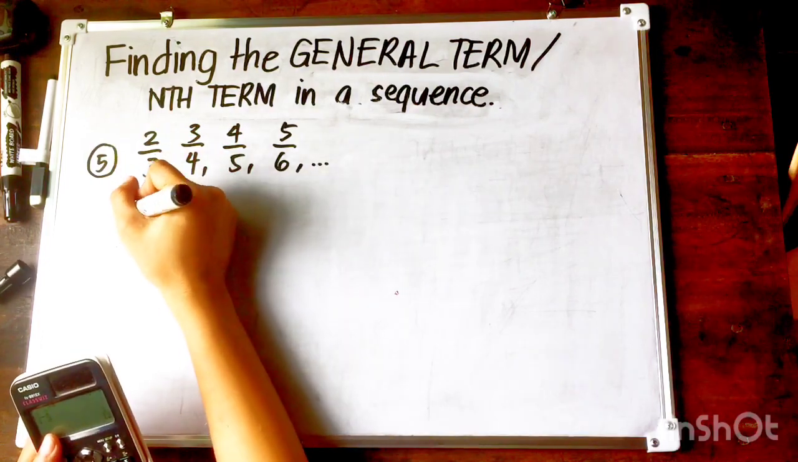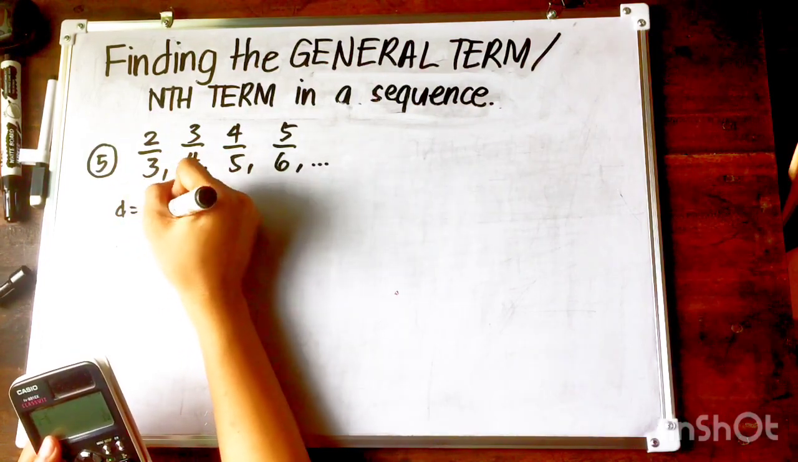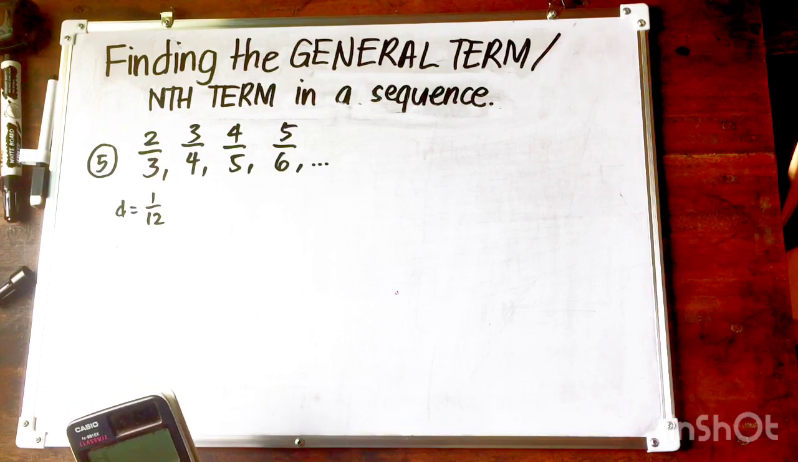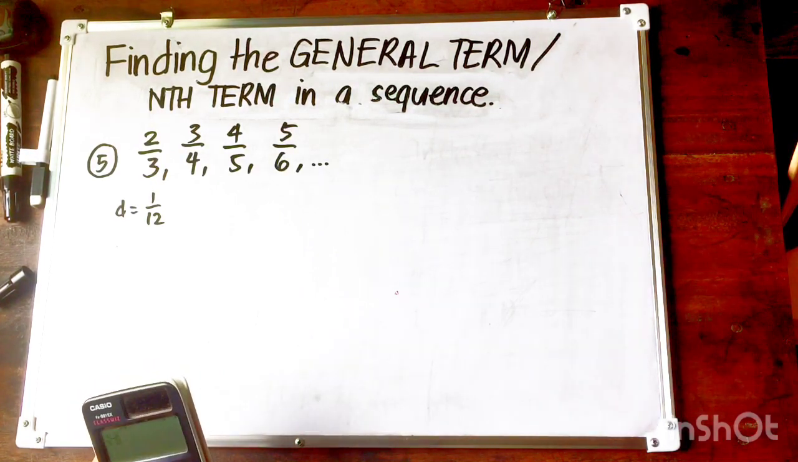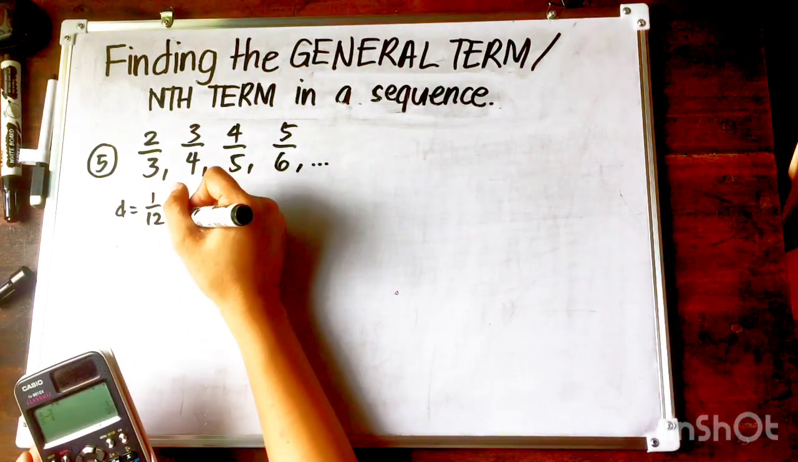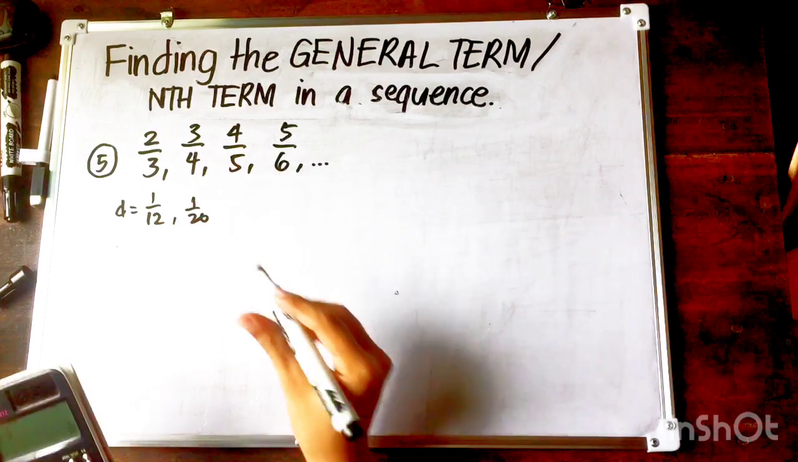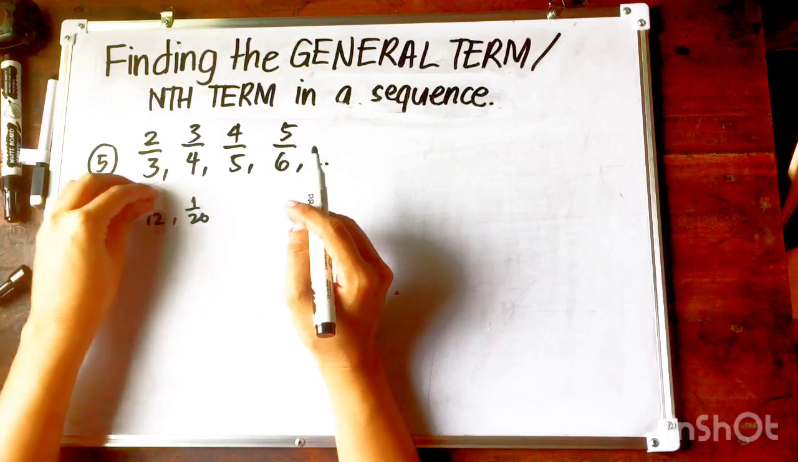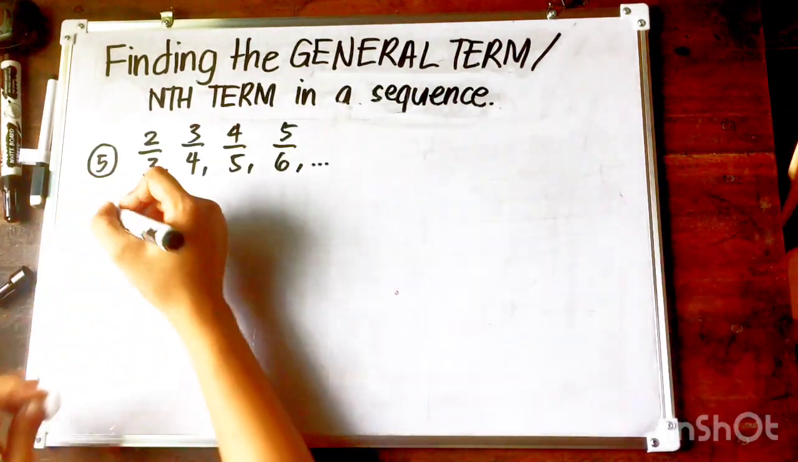Okay? So, D is 1 over 12. And then, 4/5 minus 3/4, 1 over 20. So, magkaiba na agad class yung difference. So, hindi applicable yung first formula natin. Next, let's try to check the ratio.